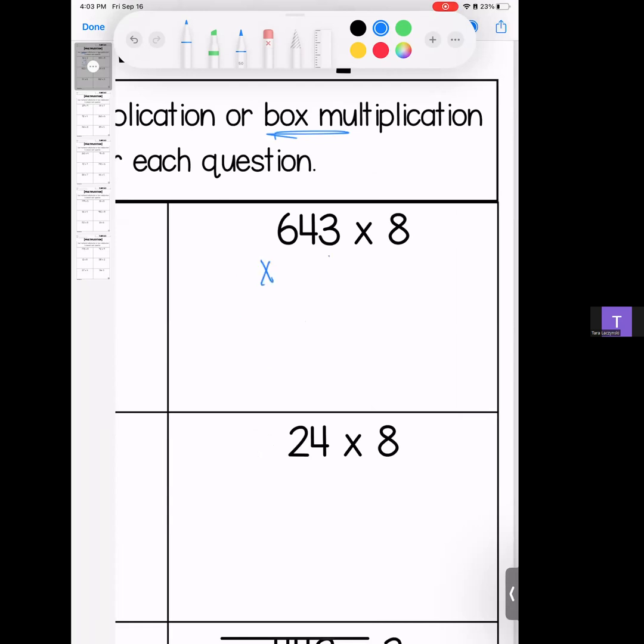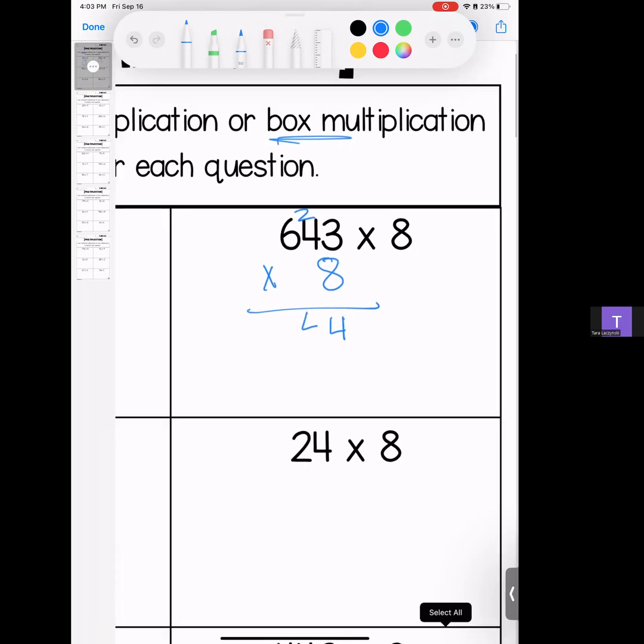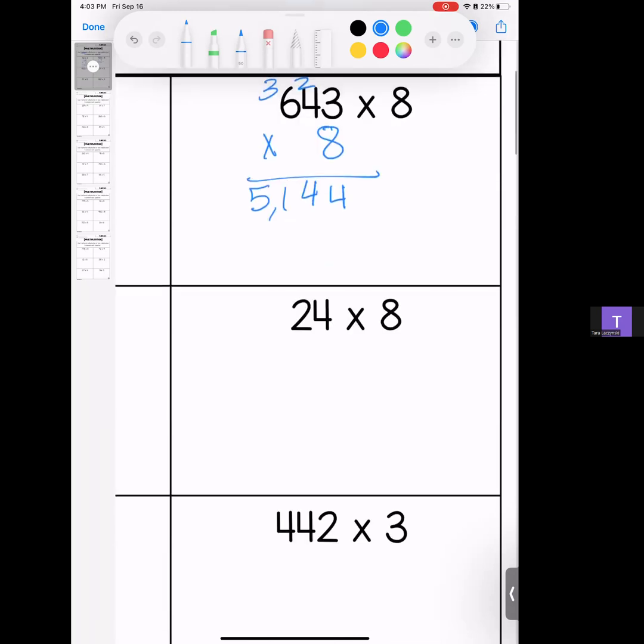634 times 8. 8 times 3 is 24. Drop your 4, carry your 2. 4 times 8 is 32. Add 2 is 34. 6 times 8 is 48. Add 3 is 51. 5,144.